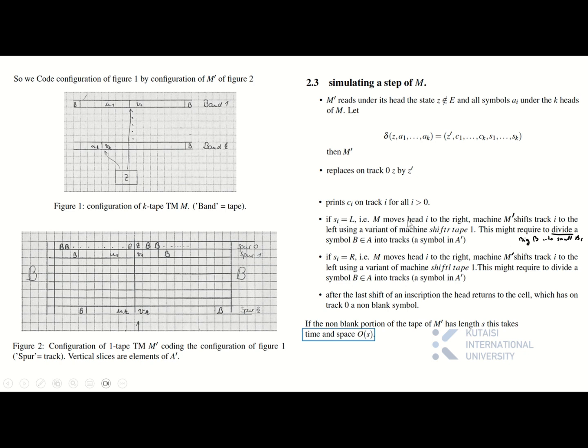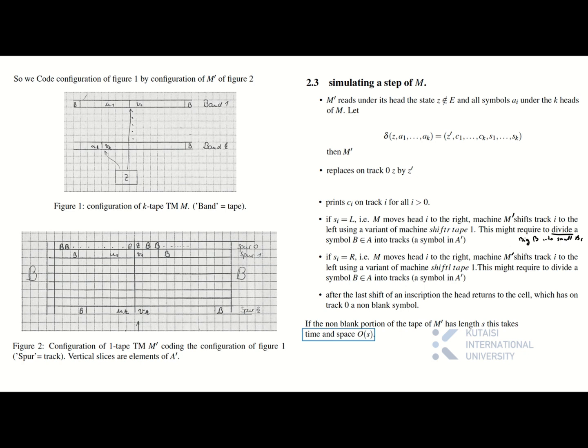So if the head moves right, you have to shift your track to the left, of course. If you think about it, if your head moves right, the tape on which this head is standing moves left. So your track does the opposite of the head movement. So if the head of M on tape K moves left, then track K has to be shifted right.